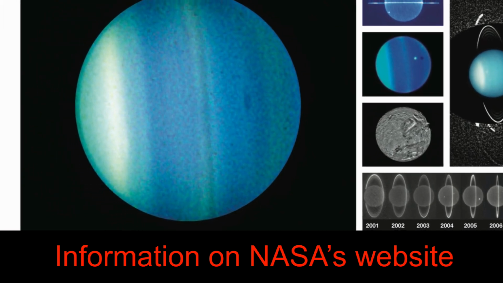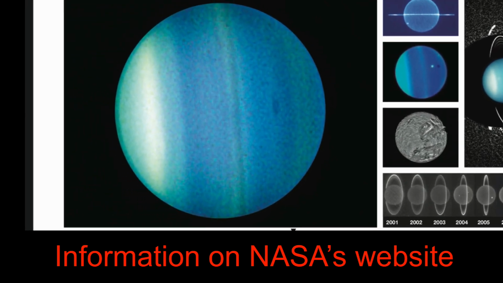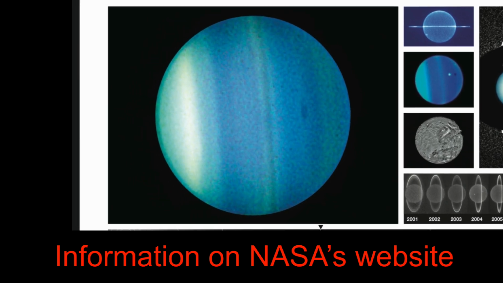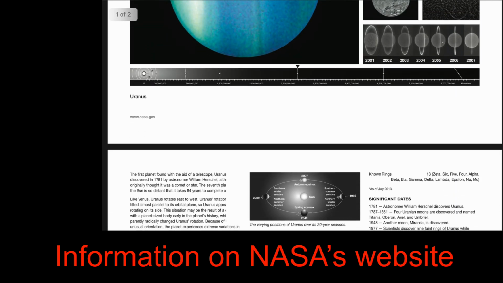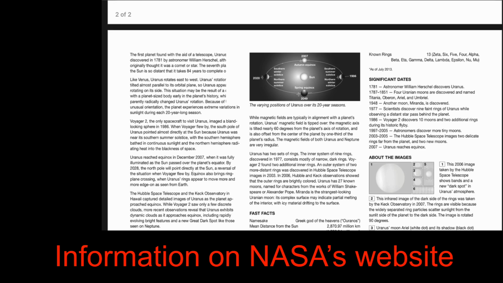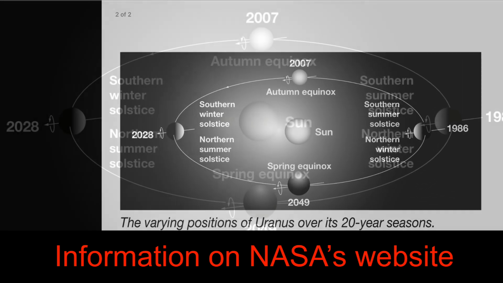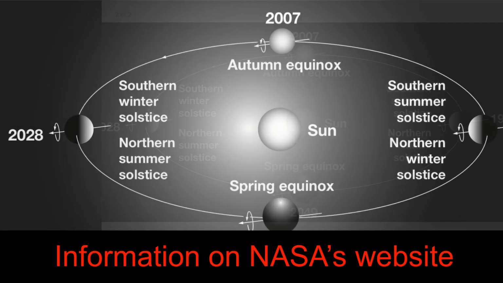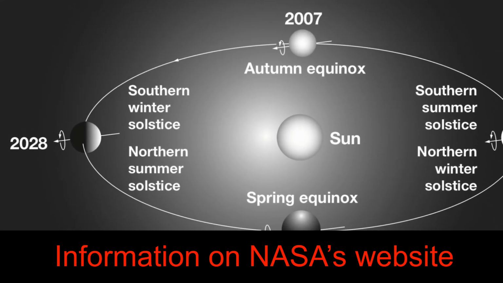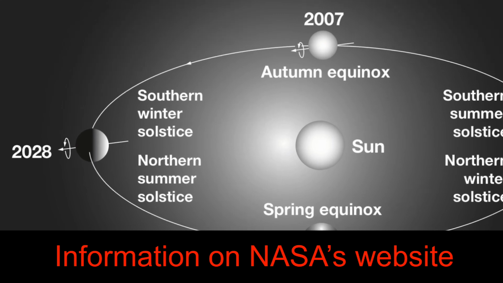Uranus was the first planet found with the aid of a telescope. It was discovered in 1781 by the astronomer William Herschel. Originally, he thought it was a comet or a star. It is the seventh planet from the Sun. It has an orbital period of 84 years and it rotates east to west.